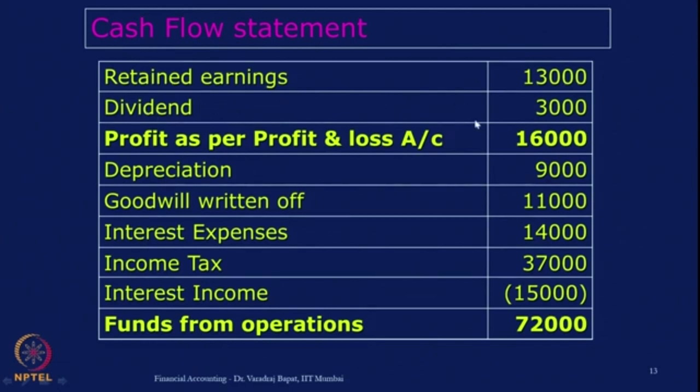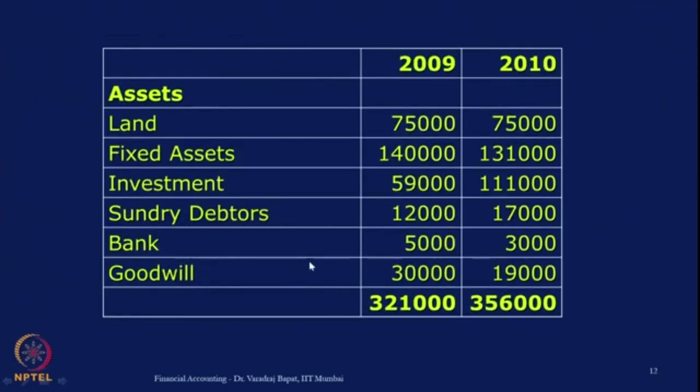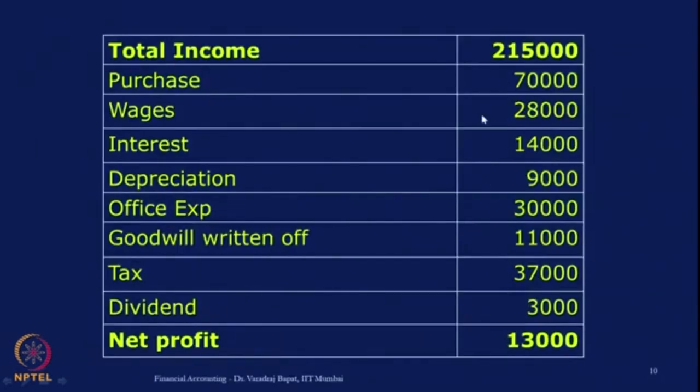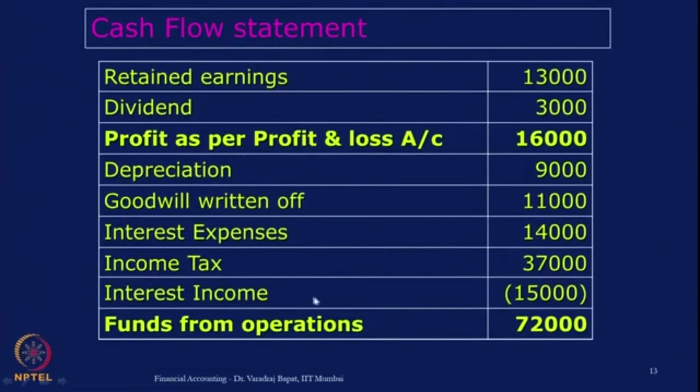So retained earnings plus dividend gives you profit as per P&L account, which is 16,000. Add depreciation, add goodwill, add interest expense, add income tax, and reduce interest income. See here in the P&L, we had an interest income of 15,000 which was added for P&L. Now we will reduce it. I know it is a bit complicated, but just keep in mind as per format we are going. This gives us funds from operations.